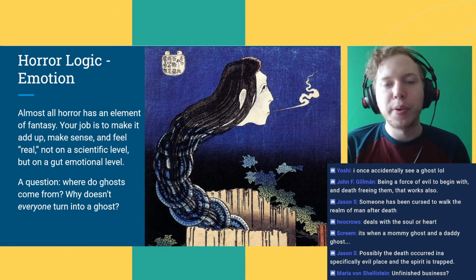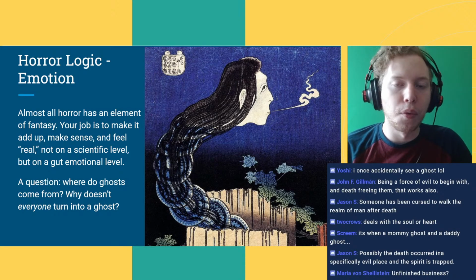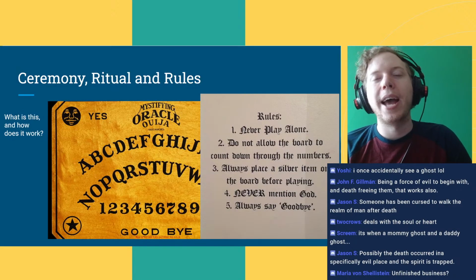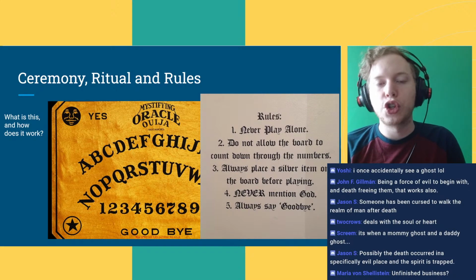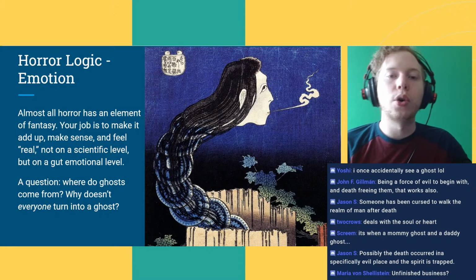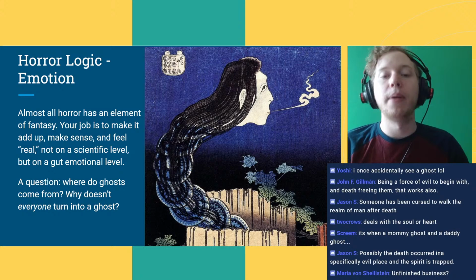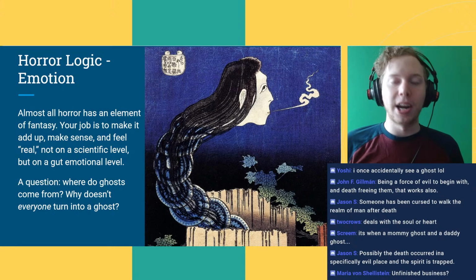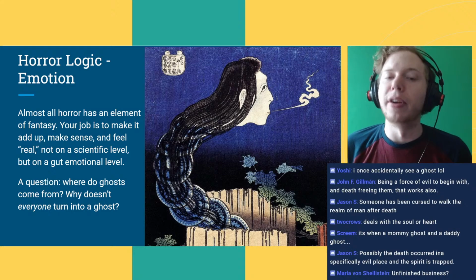So why doesn't everyone turn into a ghost? Because not everyone has the emotional rationale for why they would. And you can come to understand a lot of this through ceremony, ritual, and rules. So if emotion is going to be one core pillar, one cornerstone of how we understand supernatural things to work, and by we I mean humanity writ large, because every religion, every culture, every people has their own way of understanding the supernatural.